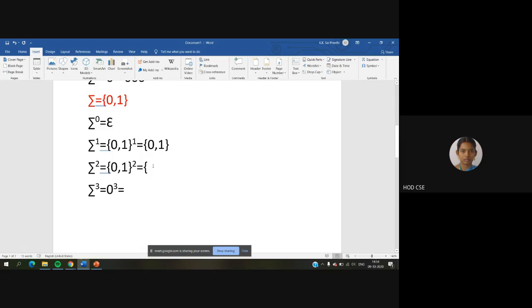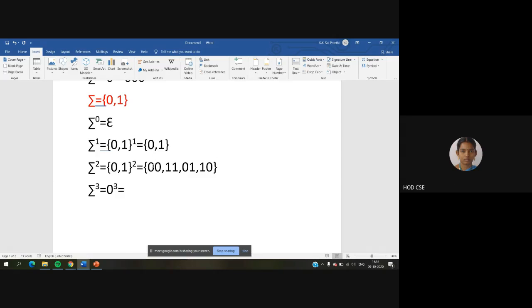So here you have to produce length 2 strings, in the combination of 0 and 1. What will be the result? 0, 0, 1, 1. Very good. Then what other combination of zeros and ones? First time 0, second time 1, or first time 1, second time 0. This is also a combination. So these are all the strings.